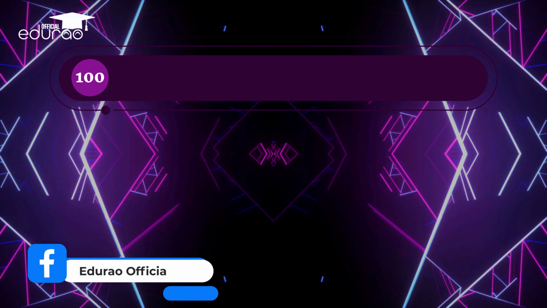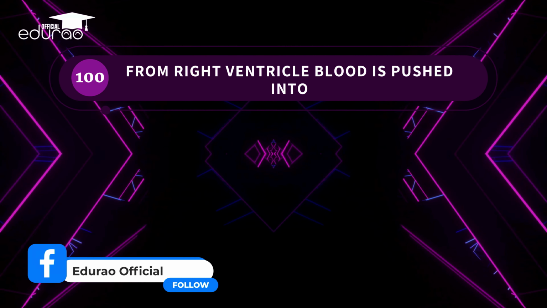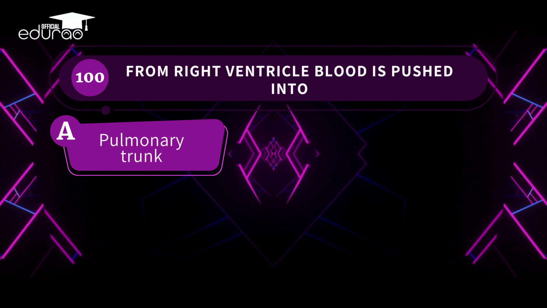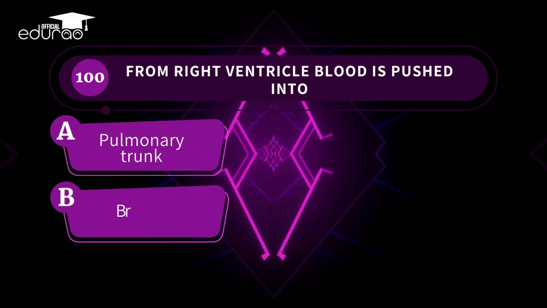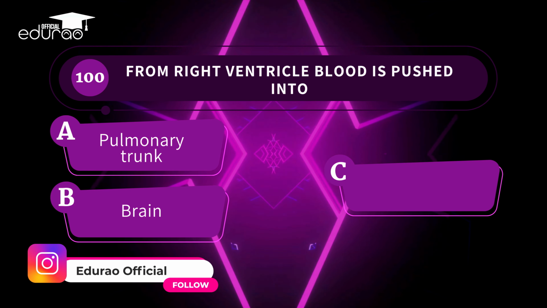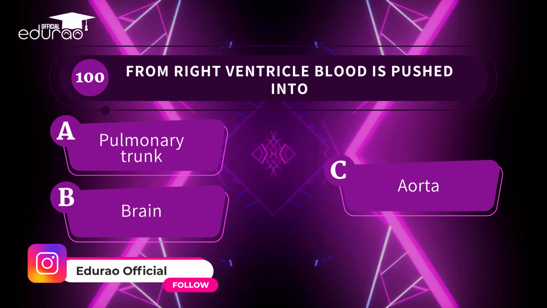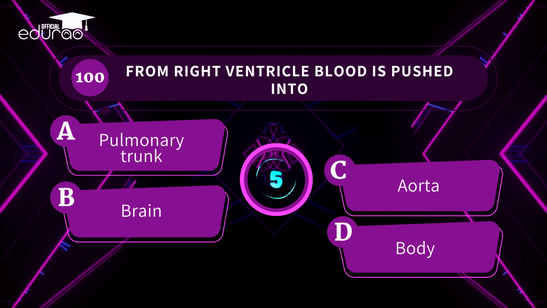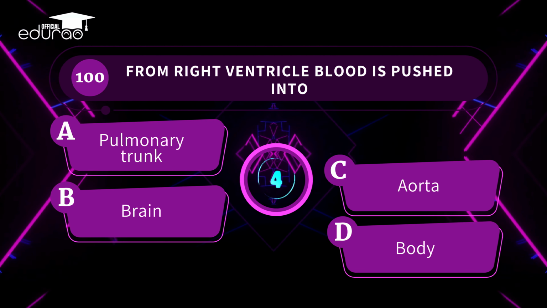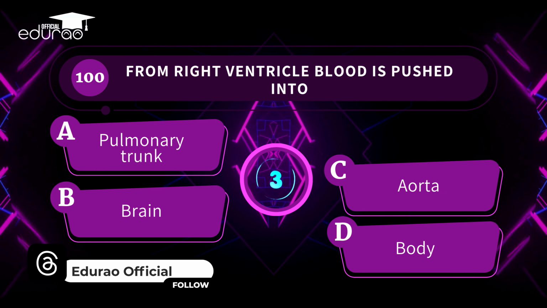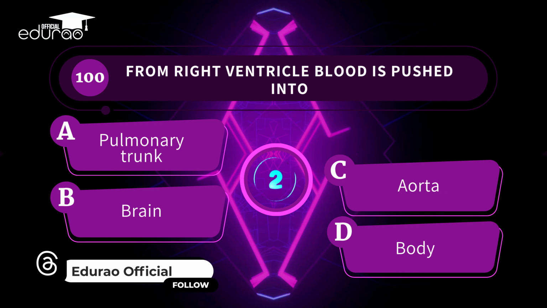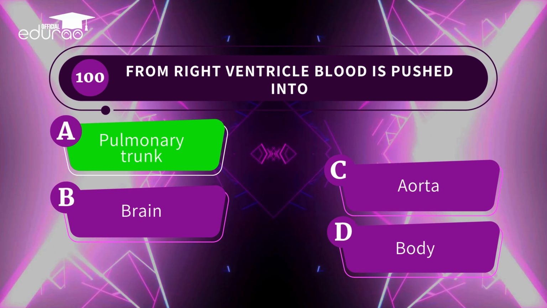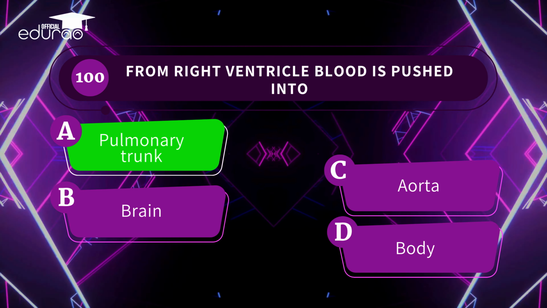Question 100. From right ventricle blood is pushed into A. Pulmonary trunk, B. Brain, C. Aorta, D. Body. You're exactly on point. Correct answer is pulmonary trunk.